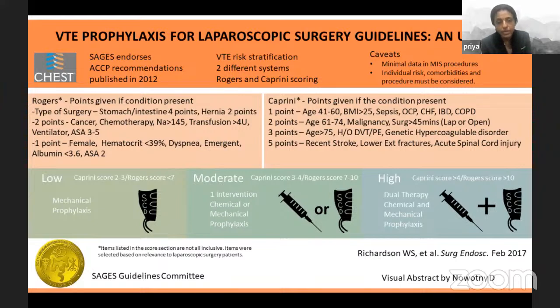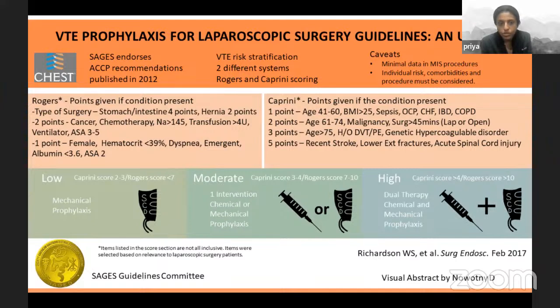Similarly, I think the time has come that we have these scoring points. We can choose either the Rogers or the Caprini score. And it's very simple to score. So in the Rogers score, if it's a stomach or an intestine surgery or a hernia surgery, it gets 2 points. Cancer, chemotherapy, transfusions, all of that gets 2 points. If the patient is a female, that's the case in all gynec surgery, it gives us 1 point.